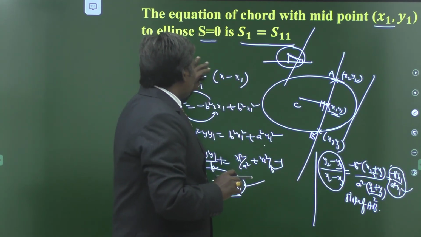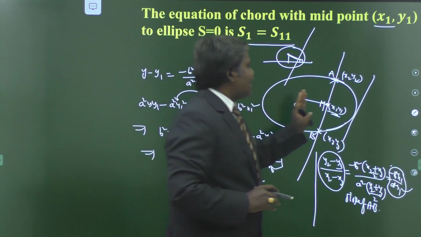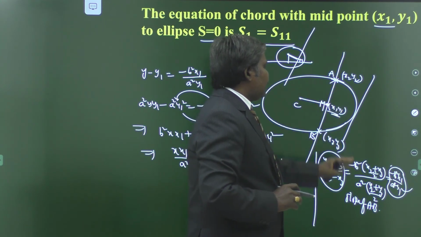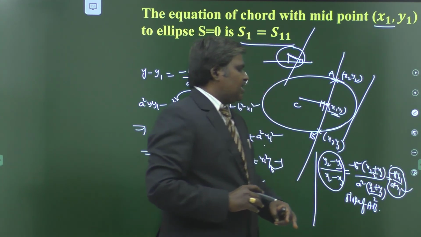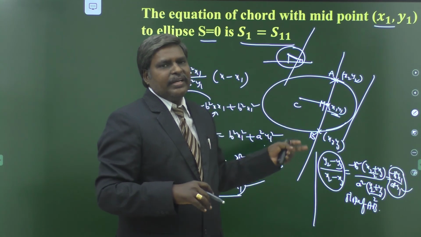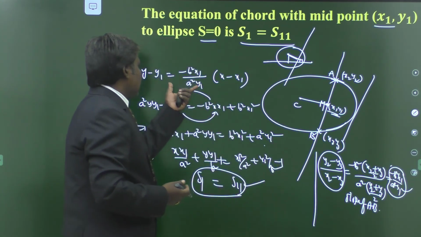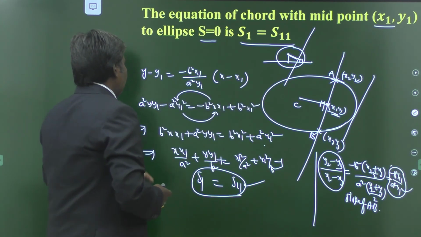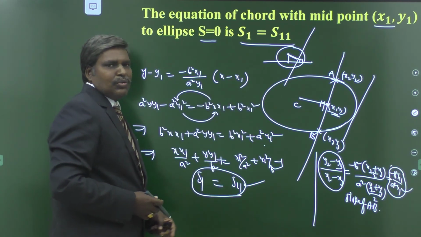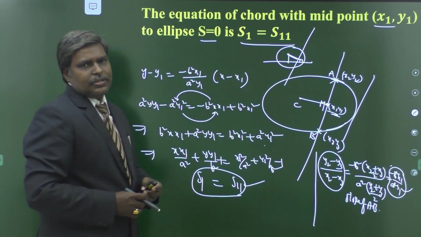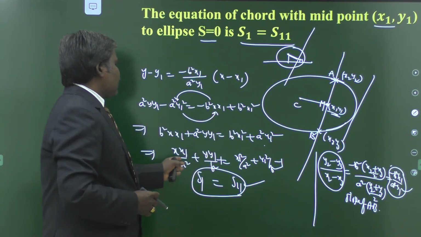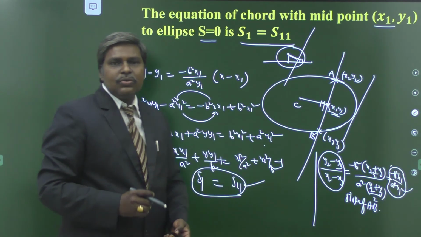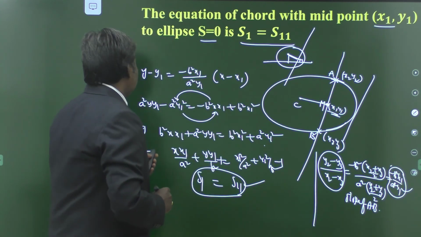If you do not do all these things, you may imagine the tangent parallel to this line and find the slope as minus b square x1 by a square y1. With the help of the point and slope, you can write the equation of the line joining the two points, whose midpoint is (x1, y1), and make this one S1 equals S11 by doing these two steps. Just by dividing by a square b square and adding minus 1 on both sides, we achieve this result, that is S1 equals S11, my dears. Okay.